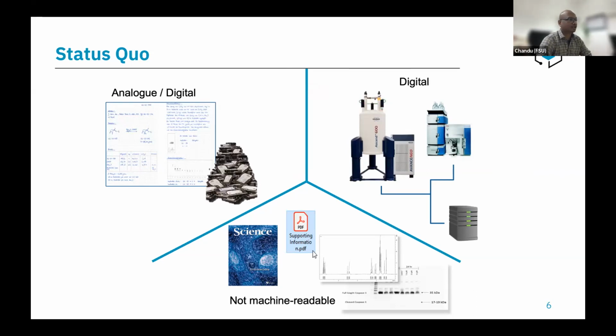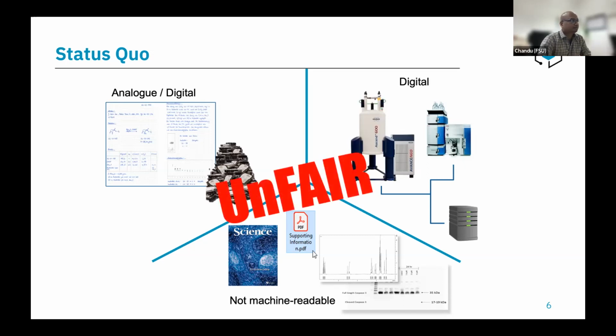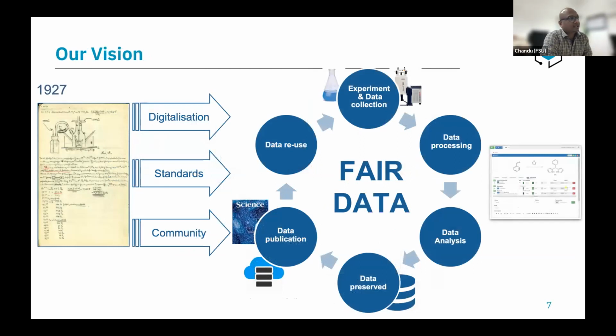And the most unfortunate aspect is that the chemical data is published in the form of PDFs or Word documents or photographs, where the original rich information is lost. This is far away from the FAIR data principles. Our vision at NFDI4Chem is fundamentally different and is a quantum leap over the status quo.